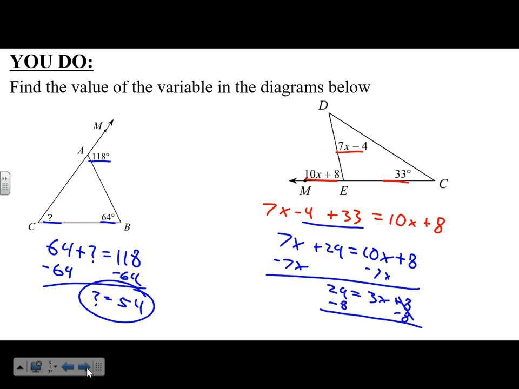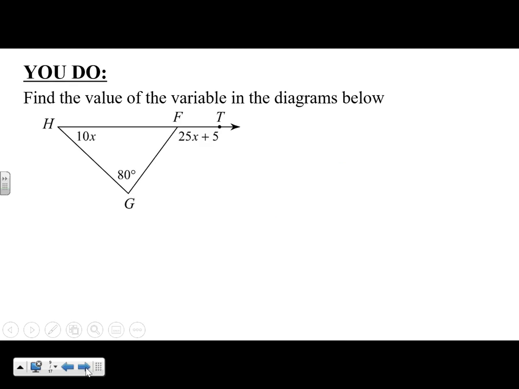Subtract 8 from both sides. We have 21 is equal to 3x. Divide both sides by 3. That ends up giving you x is equal to 7 for this one. Now, please realize, this one with the question mark, we found that this was 54. That angle is 54 degrees because the angle is the question mark. Over here, the angle is not 7. You would have to sub 7 in for x to find out what these two angles are. So just be aware of that.